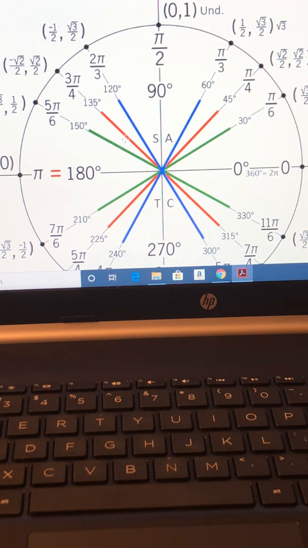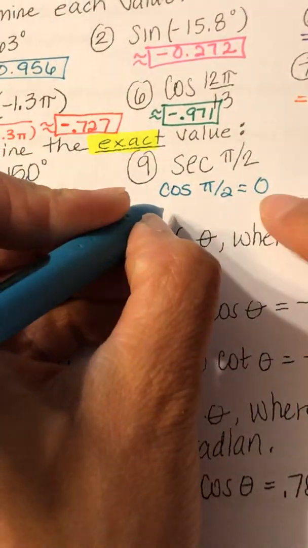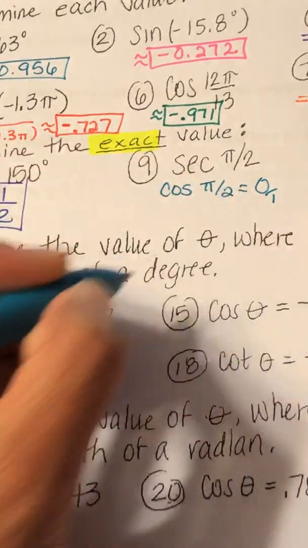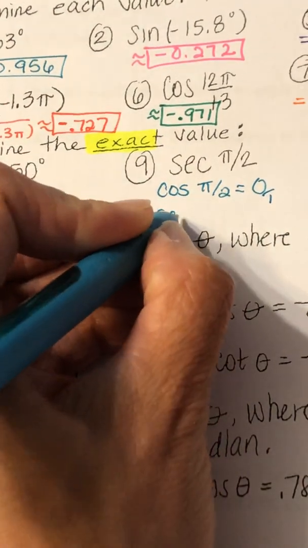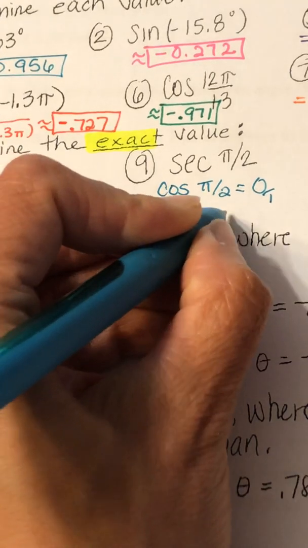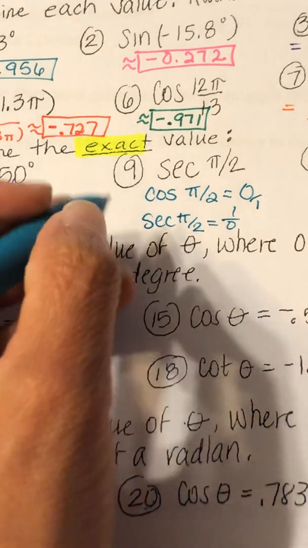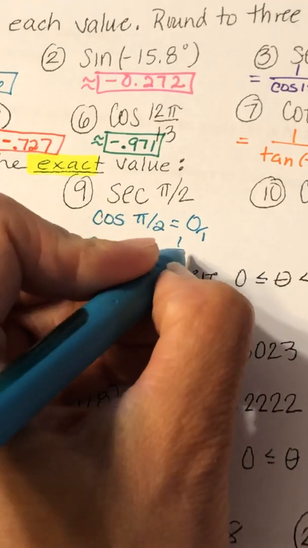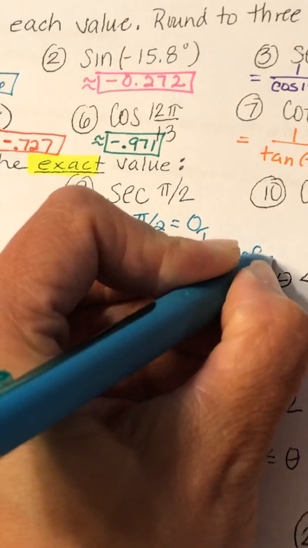And when we try to find secant, let me go back to the paper. Remember, secant is the reciprocal of cosine. So that means I have to put the cosine over 1, or 0 over 1, and then flip it. But when I flip it, I'll have 1 over 0. Wait a minute, are we ever allowed to have 0 in the denominator? Nope. So that means that it's undefined there.